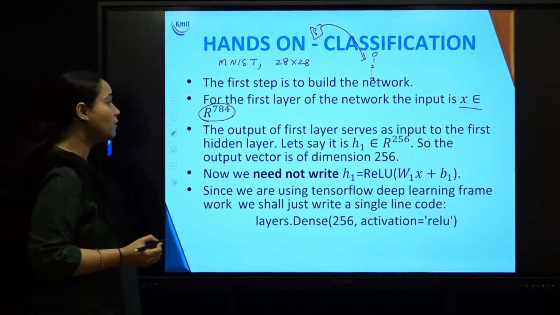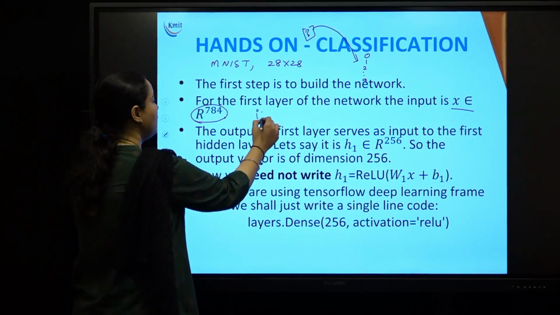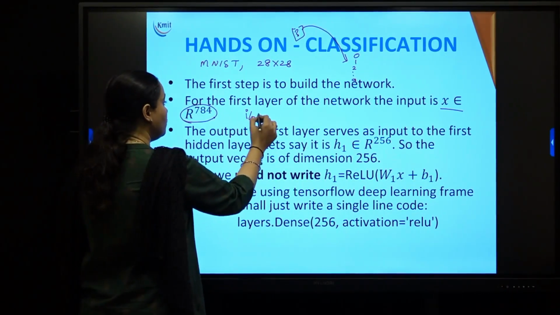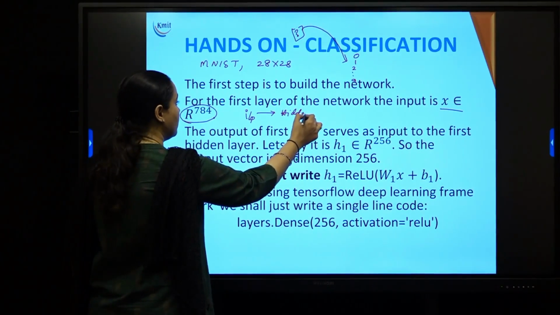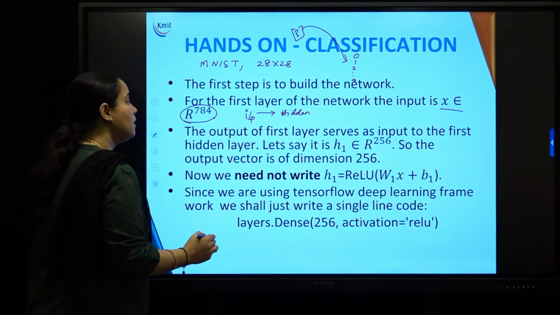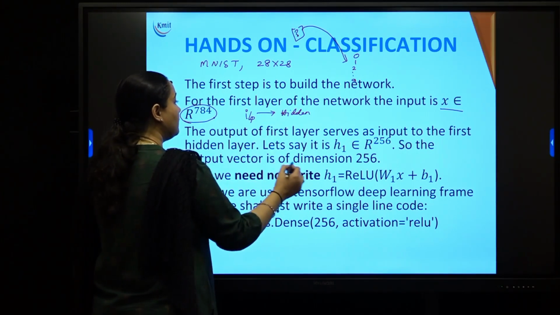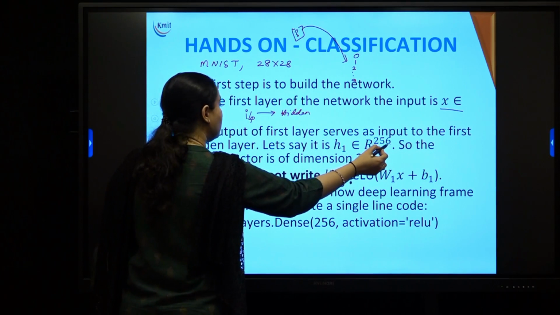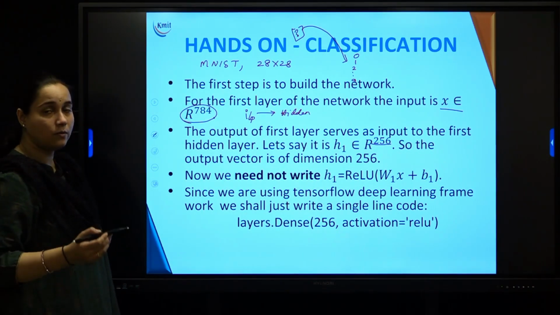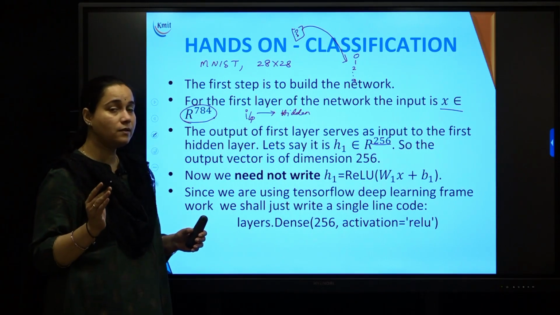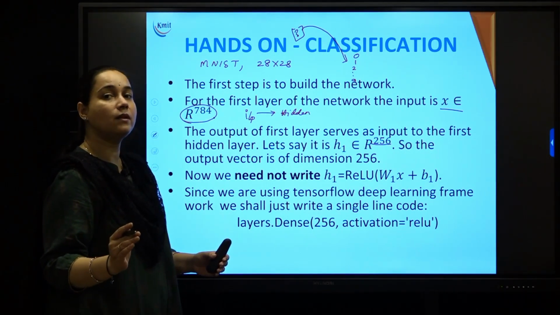Now the output of the first layer is going to be served. If this is an input layer, then the output of the input layer is serving as an input to the hidden layer, right? Suppose the output of the input layer is H1, and then it is going to be, let's say, 256, because, try to understand this, you cannot directly decrease the output to the dimension that is required by you.